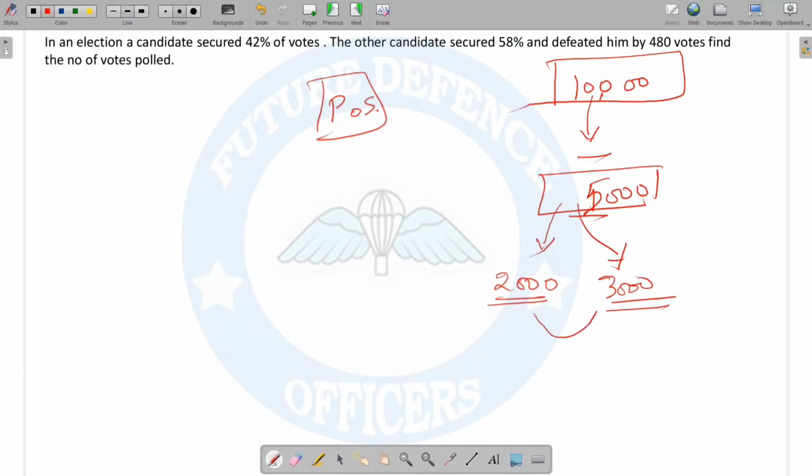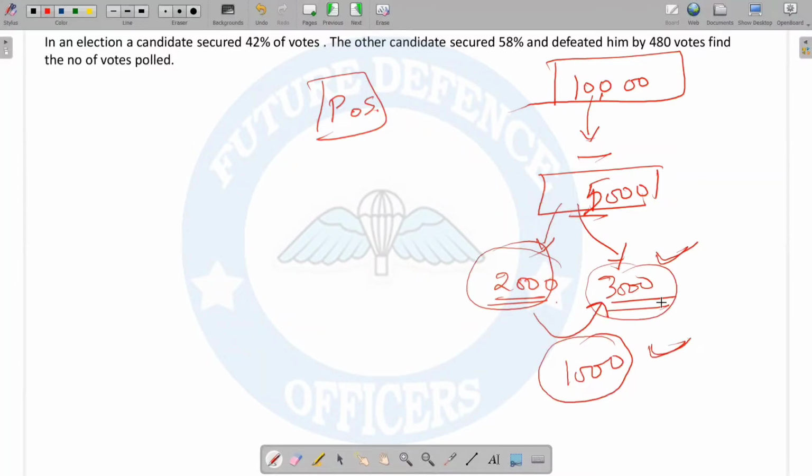So this person is having more votes, which means he is going to win. Now, by how many votes is he going to win? He is going to win by 1000 votes, because if you see the difference, he is getting 2000, the other is getting 3000. So 1000 votes will be the winning margin. These are some basics of the votes.